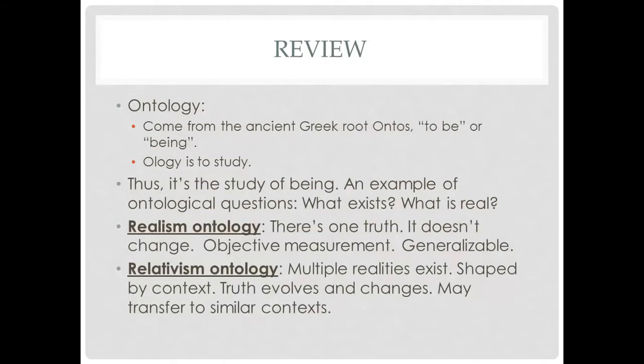We went over ontology and what that means. That means the study of being or what exists. Certain questions that we can ask is, what is real? Two types of ontology, realism and relativism. Realism is that there's only one truth and it doesn't change, and it can only be measured objectively. And then it is generalizable. That usually is an ontology related to quantitative research. Relativism ontology is that there are multiple realities that exist, and it's shaped by context, and that truth evolves and changes depending on the perspective or the context associated with it.